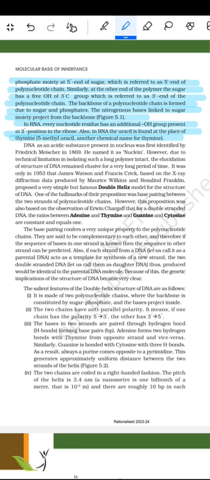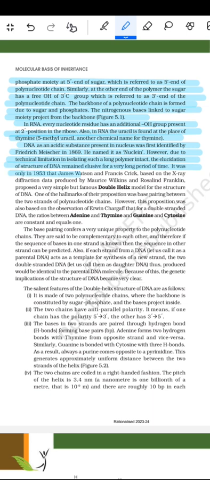DNA as an acidic substance present in the nucleus was first identified by Friedrich Miescher in 1869. He named it as the nuclein. However, due to the technical limitations in isolating such a long polymer intact, the elucidation of the structure of the DNA remained elusive for a very long period of time.